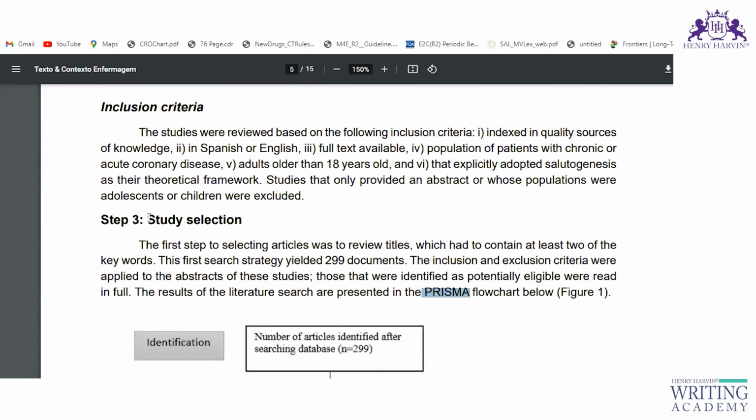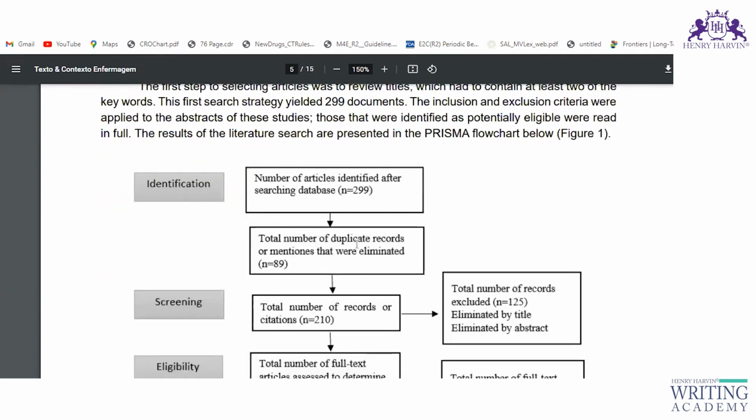but the study selection process, like how you have selected the studies, how many studies you have identified, how many duplicate records you have removed or excluded, and what studies you have excluded at every stage, and why you have excluded those studies. You have to tell the reasons also.